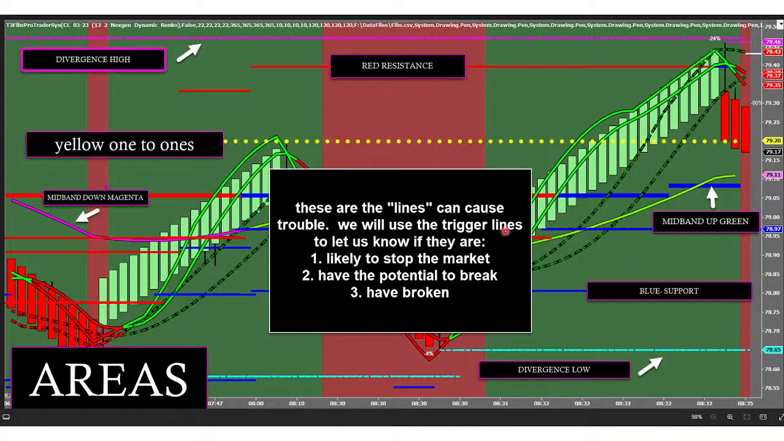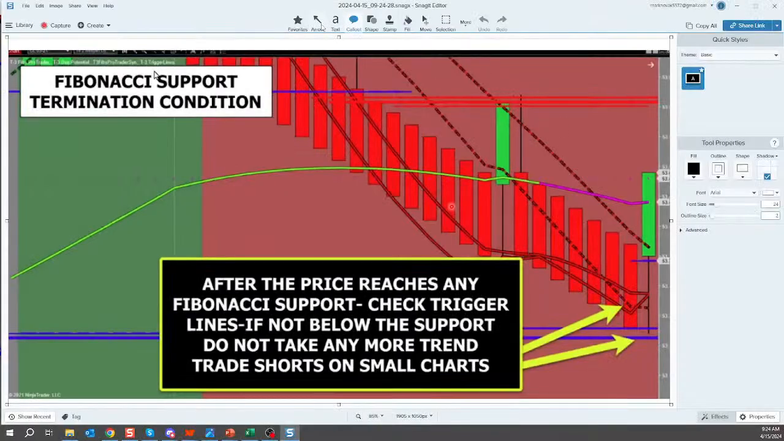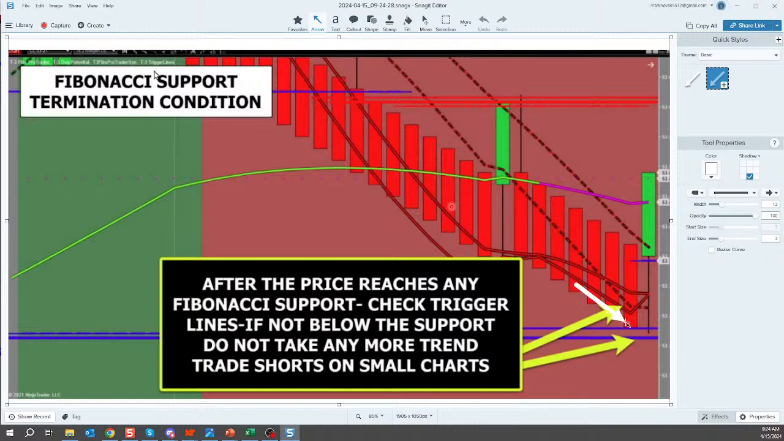And this is going to be rule number 2, using these areas. It's a pretty simple recipe to decide when these areas have the potential to stop the market, and it's very simple to understand when areas have broken. So the first thing that must happen is price reaches an area. Your dynamic Renko bars come down and they reach Fibonacci support here.